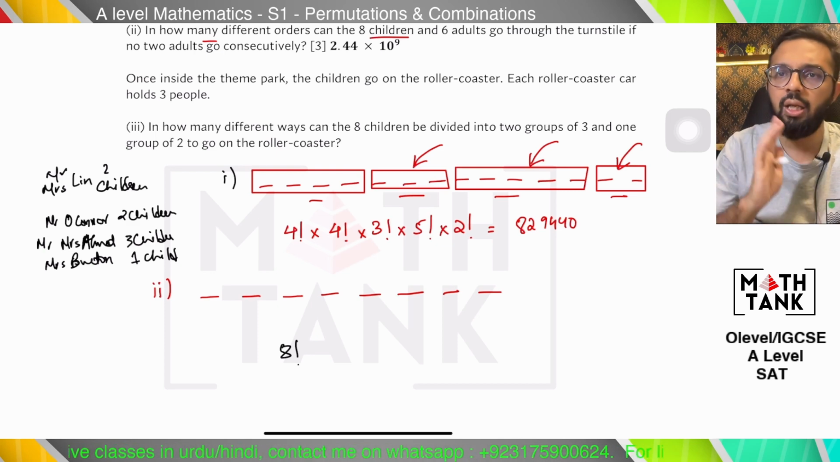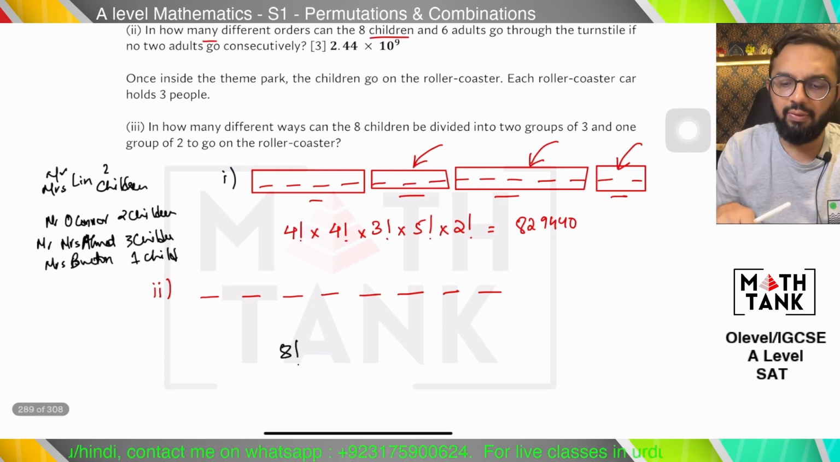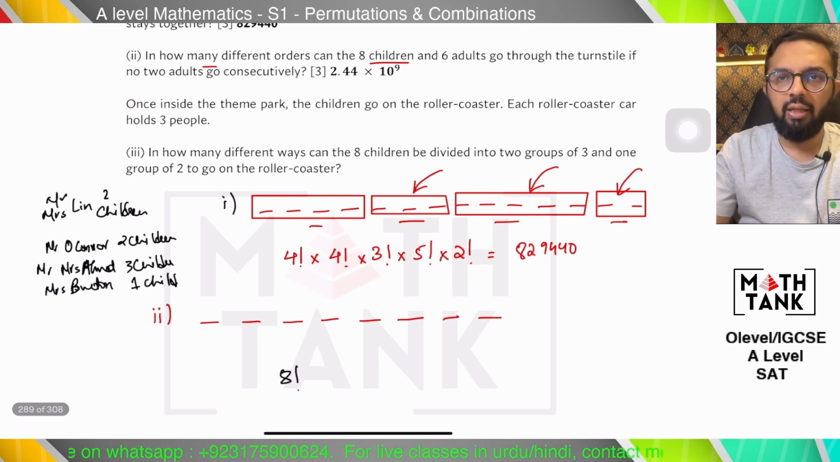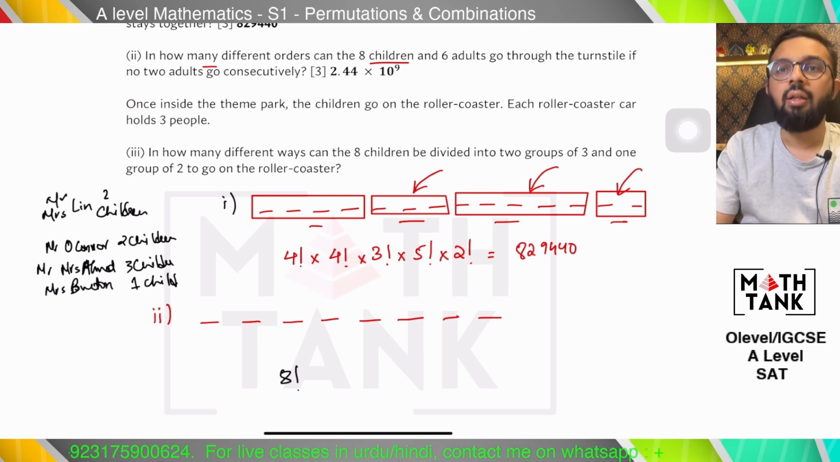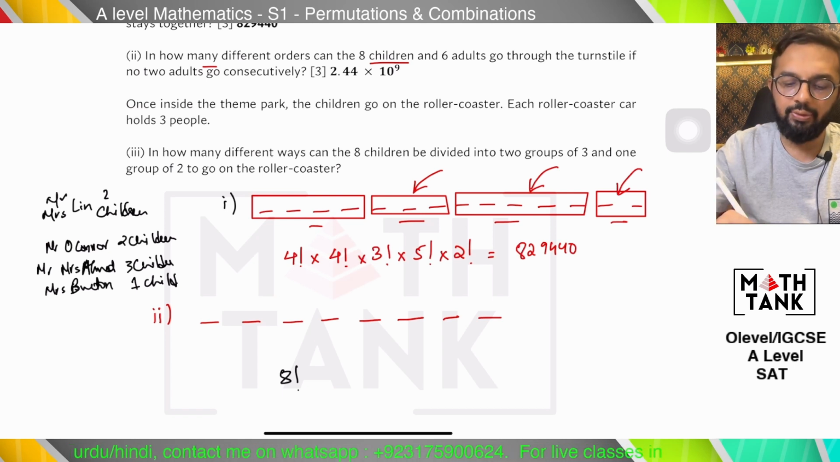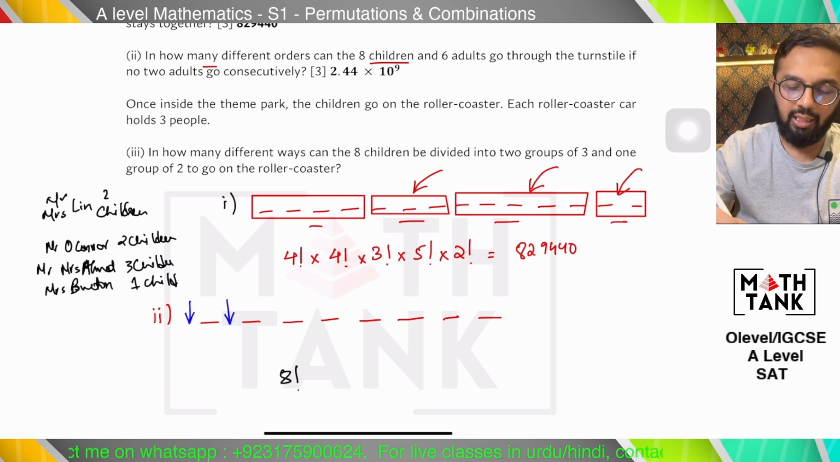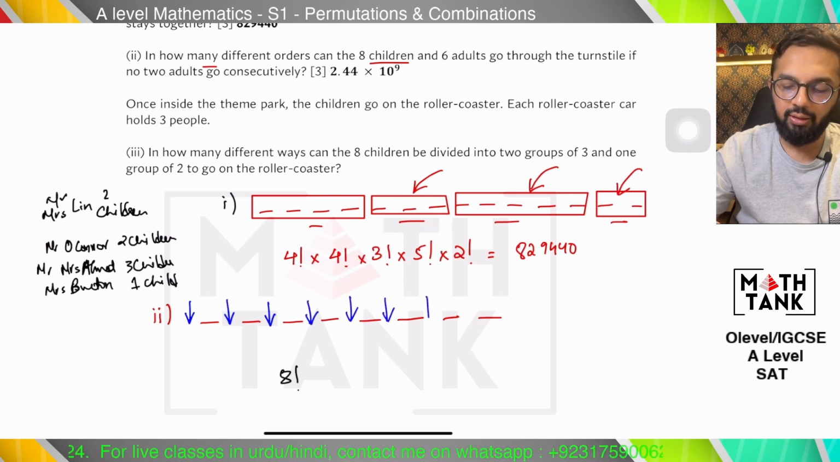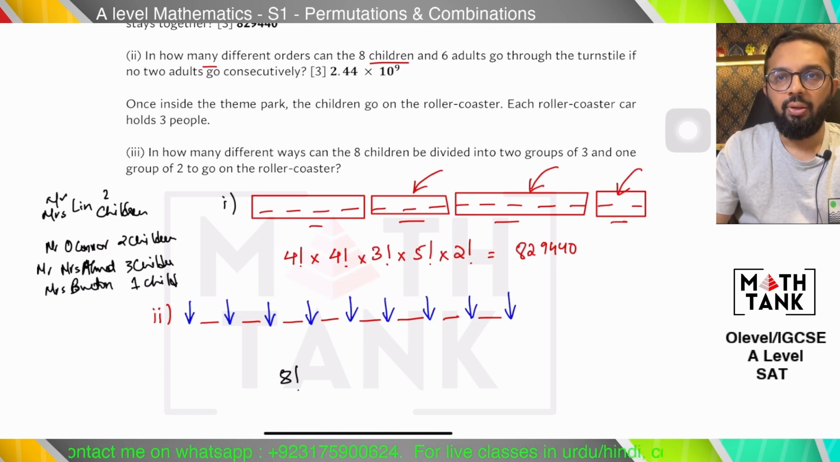So the children are shuffling around between themselves, they have their positions, and they are going through the turnstile. But remember that in this question, I have to separate the adults. So the adults can go at this point, at this point, at this point, at this point, at this point, at this point, and at this point. So, arrow method. I have put down arrows on where the adults can appear.